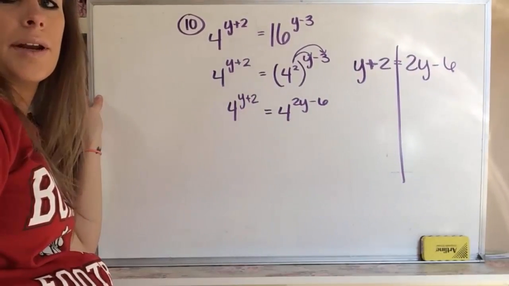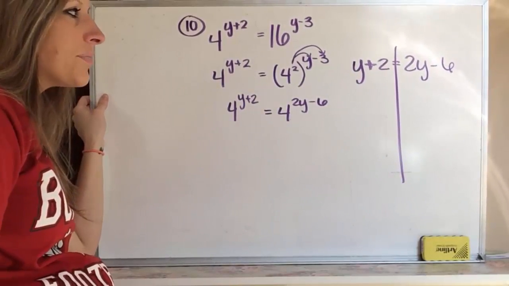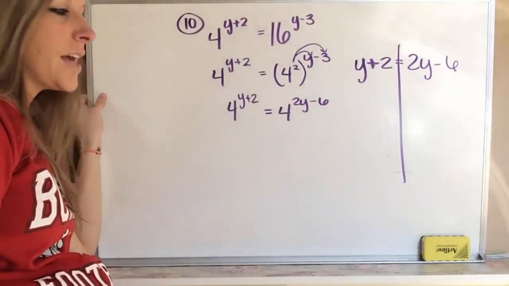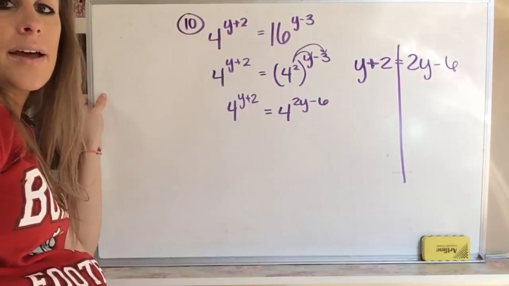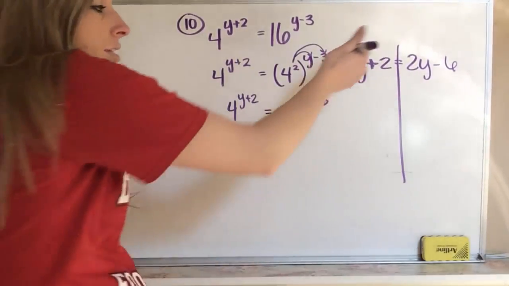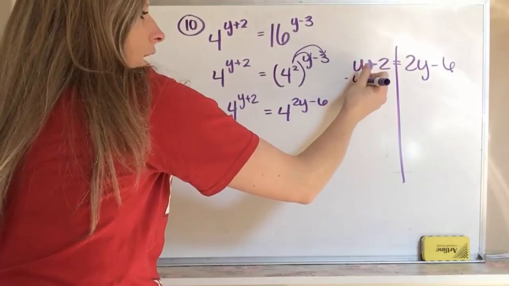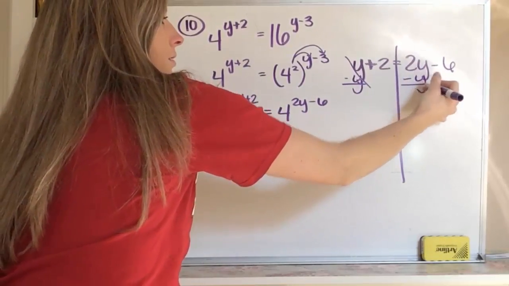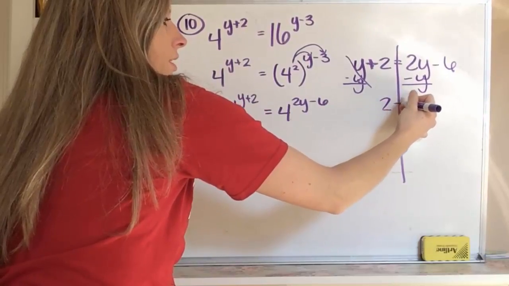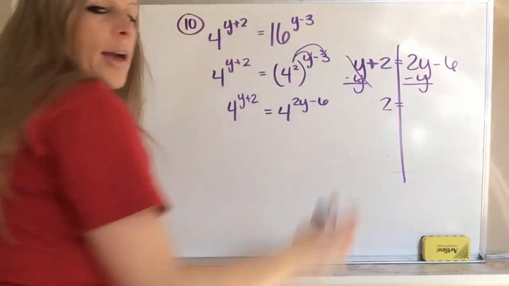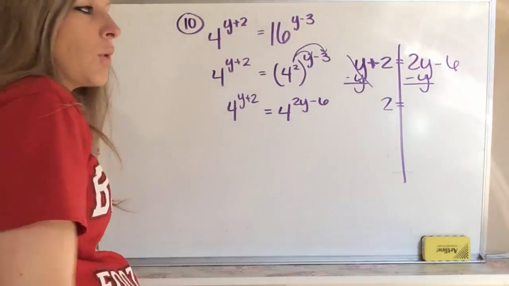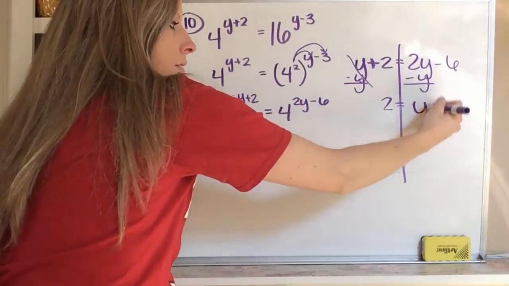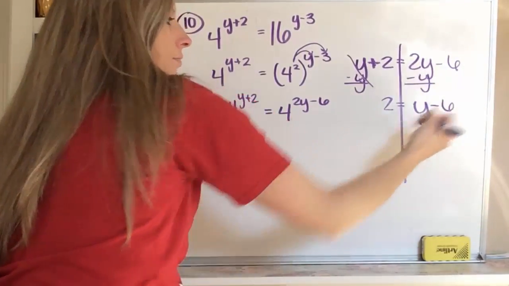Alright, that's a little better to see. So you're going to get your y's on the same side. Doesn't matter what side. So let's say you want to move it to the right. I'm going to subtract y from both sides. So I get 2 equals 2y minus y gives me 1y, or just y, minus 6.